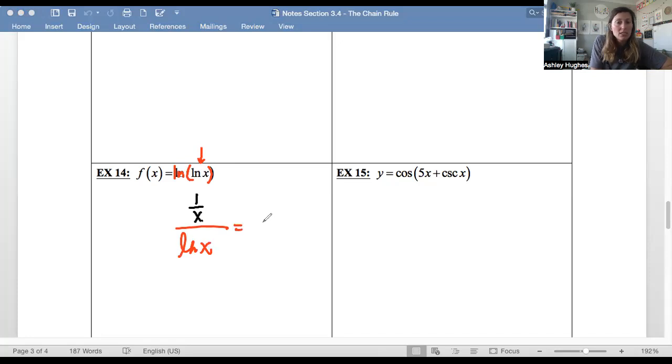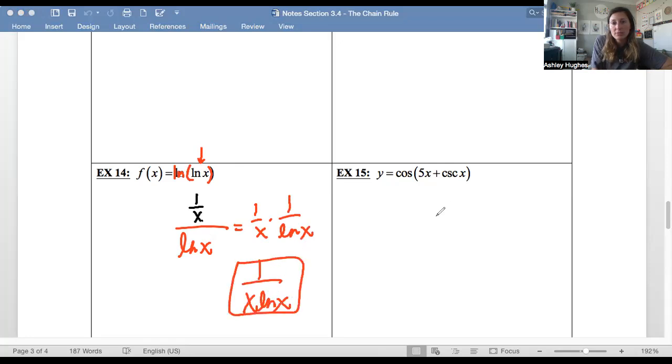If I want to make this look nicer, I can think about this. Dividing by natural log is the same as multiplying by 1 over natural log. So I could say 1 over x ln x.